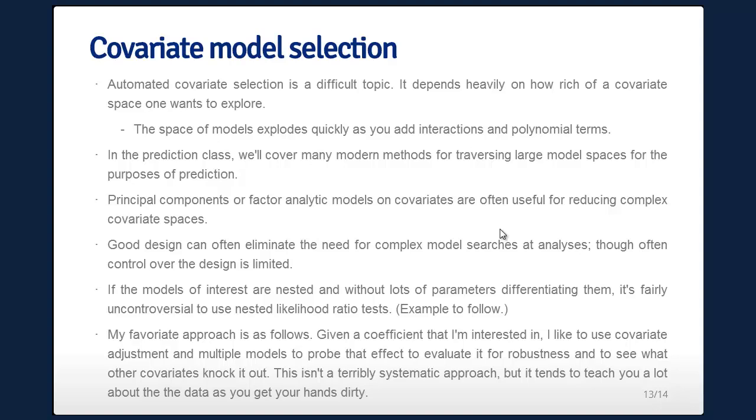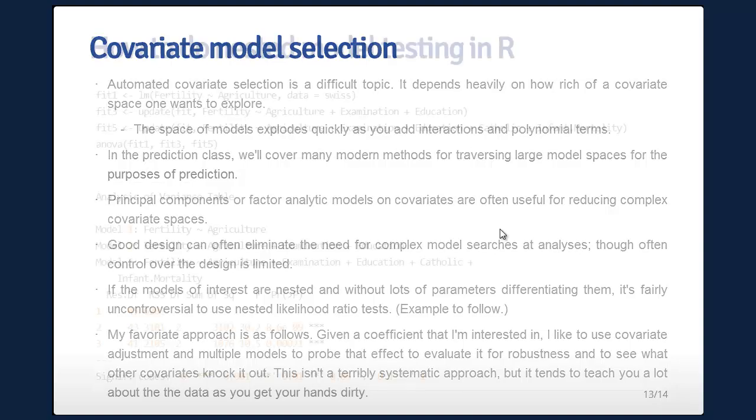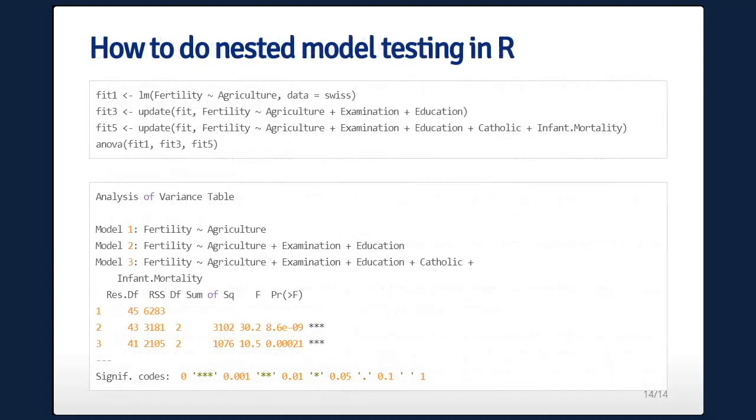It would not work for things like prediction, but it does work extremely well for things like scientific discovery. So at any rate, if you want to do a nested model search, take as an example, I'm interested in this agriculture coefficient, but I want to know whether or not I need to include the educational covariates as a group, and then whether I need to include these other covariates, Catholic and infant mortality, as a group. If you just fit all three models, and the update function just says keep everything the same except in this case, the model, then the ANOVA function will create this series of likelihood ratio tests for you.